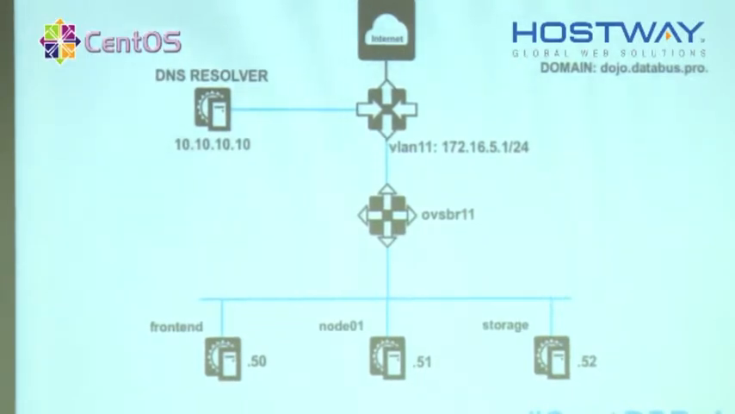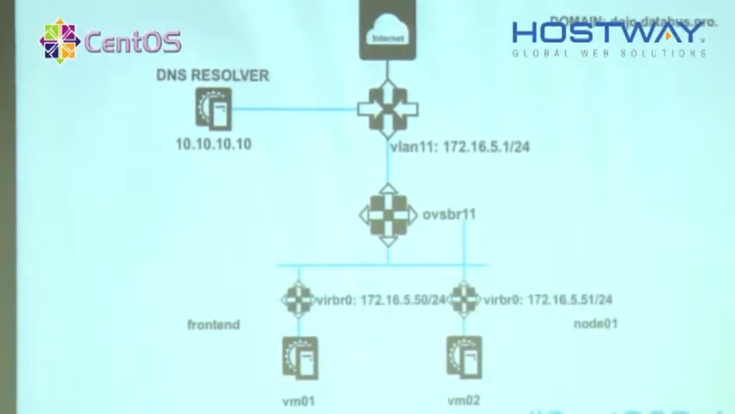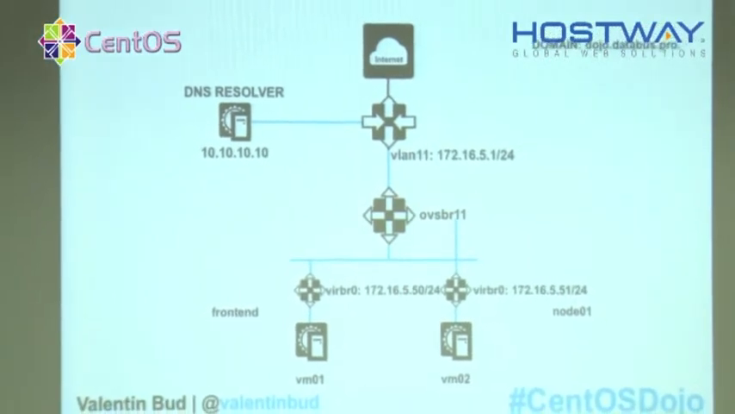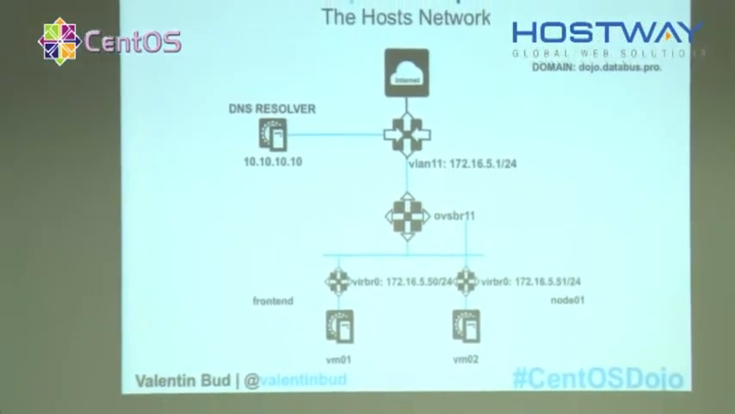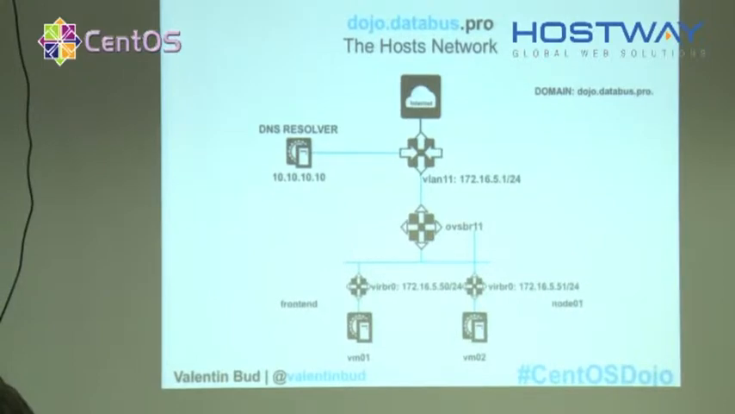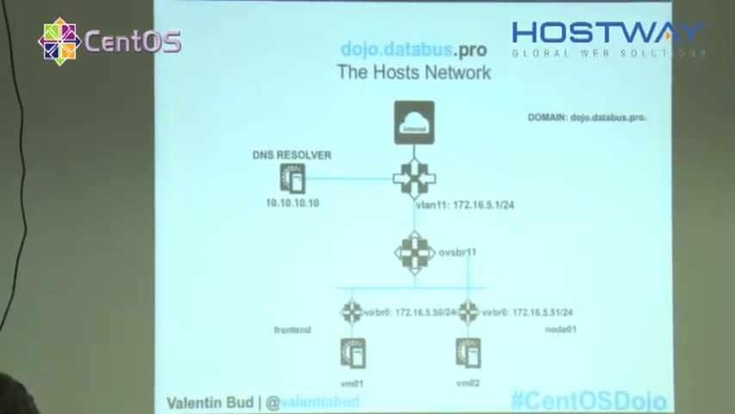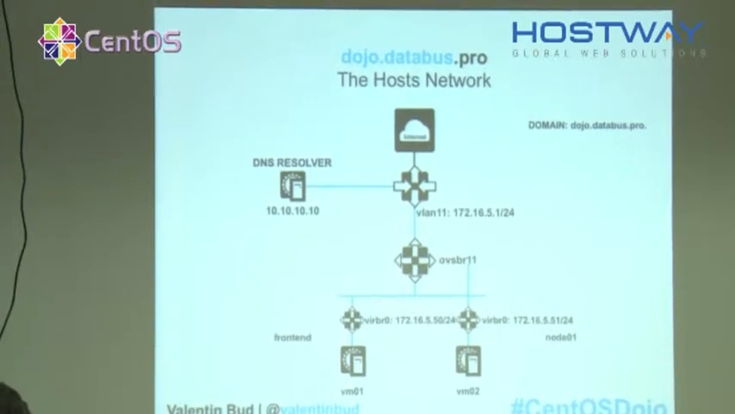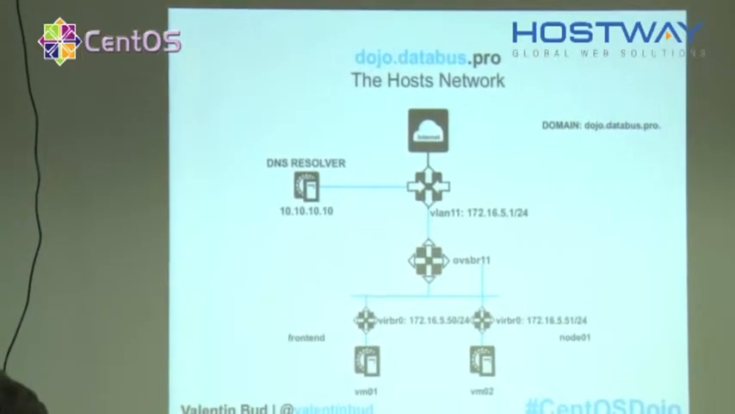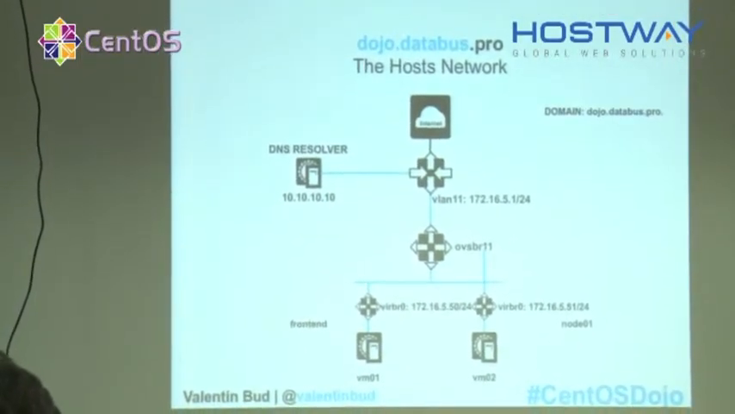Now, the first thing I have to do to configure is to create a virtual bridge on the hosts, on the front end and on the node, so virtual machines that are going to run on that host can connect to the actual network.